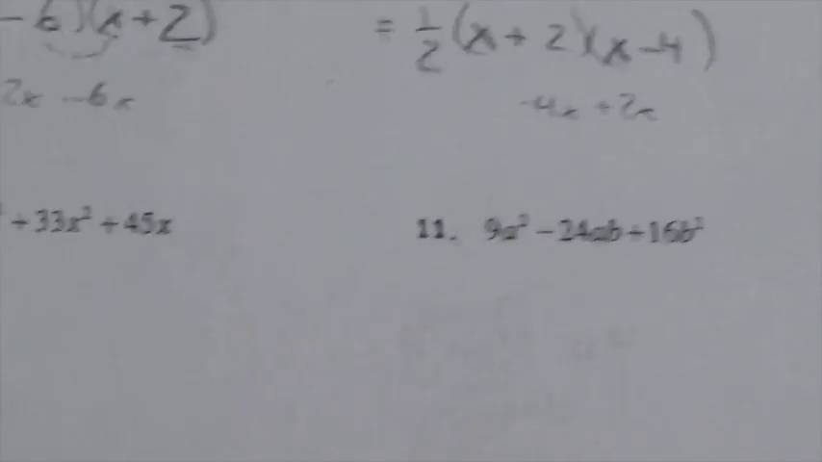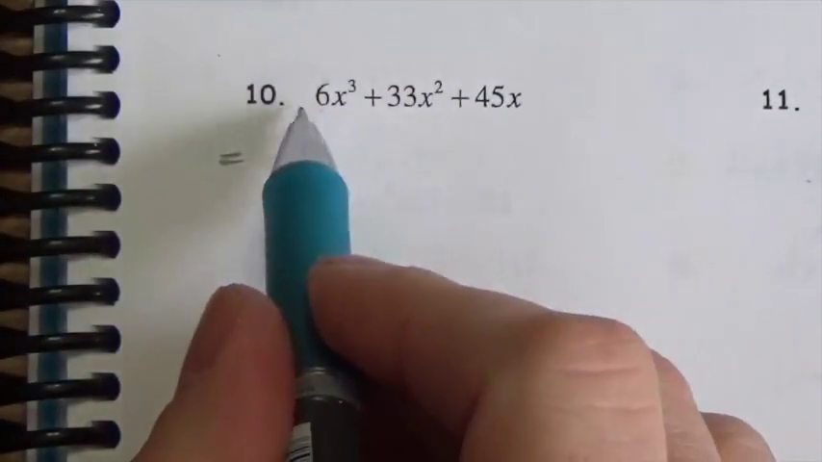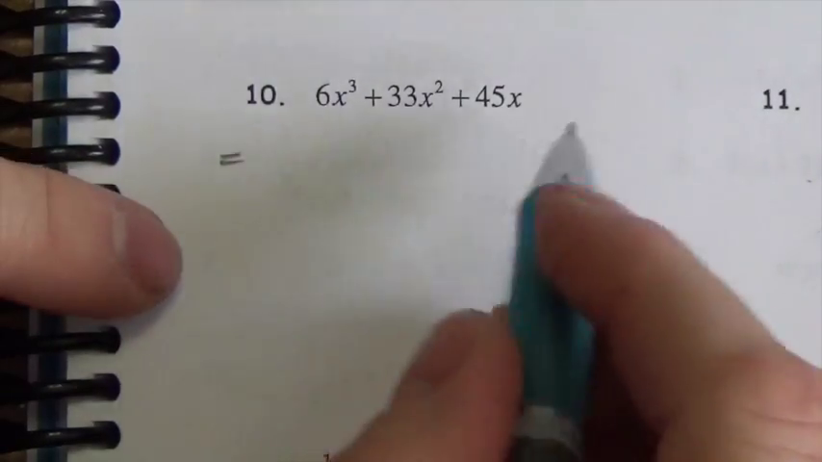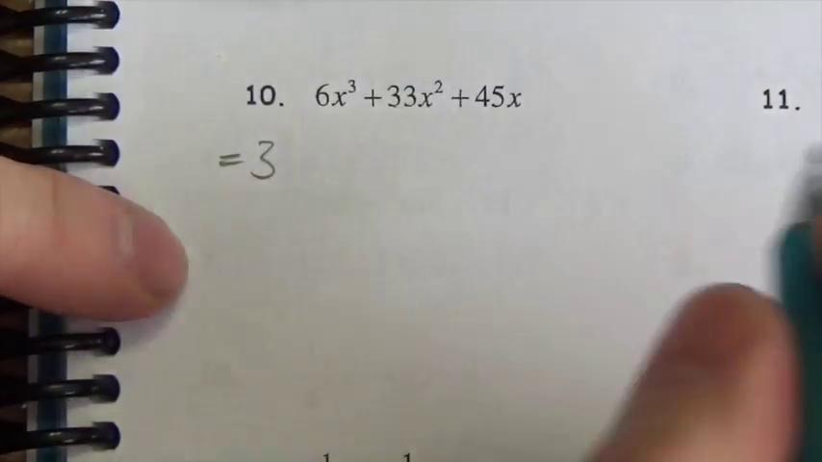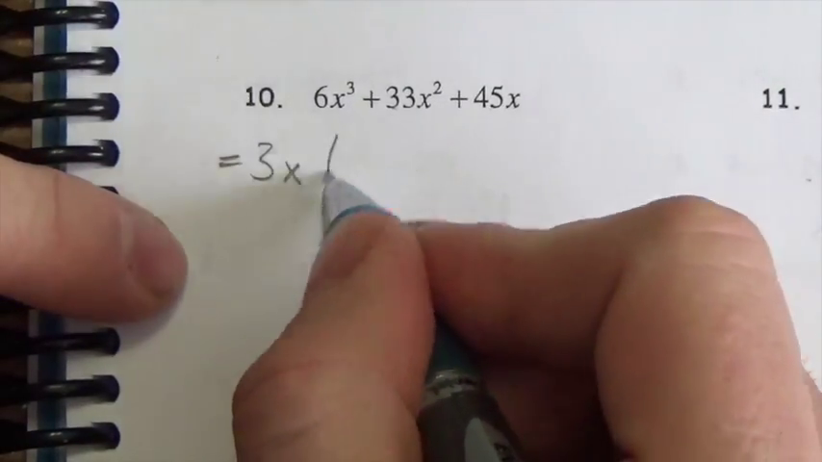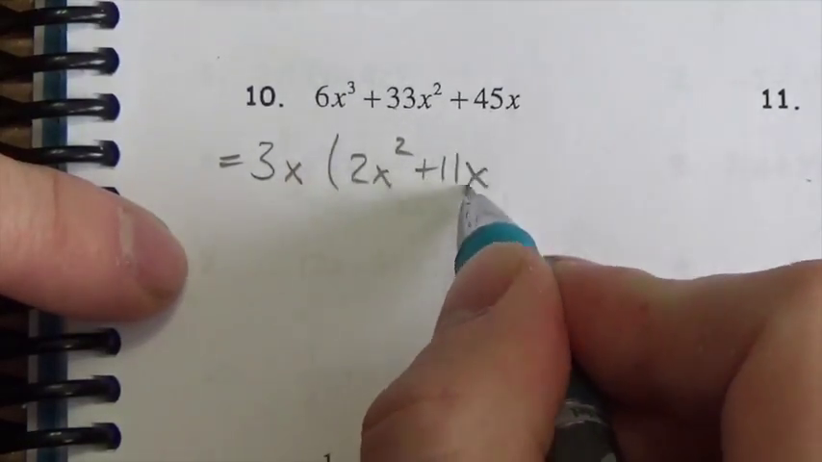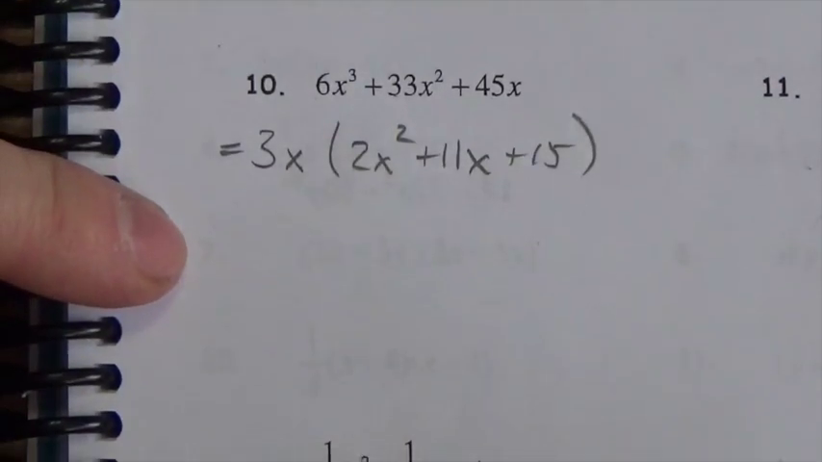Okay, just got a few more here. Question 10. Well, I've got a bit that's common here. For sure, I've got a factor of 3 common to all three of those. And actually, I've got an x common to all three of those. So I'm going to pull that out. That's going to leave me with 2x squared plus 11x plus 15 at the end there.